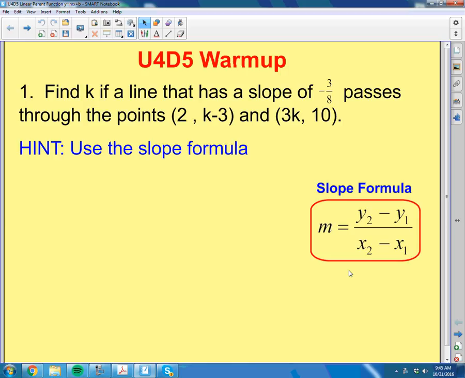It says find K if a line that has a slope of negative 3/8 passes through the points (2, K minus 3) and (3K, 10). It says use the slope formula. Now, in order to use the slope formula, what did we say last week that I want you to do first? Label your ordered pairs. It's x1, y1, and x2, y2.